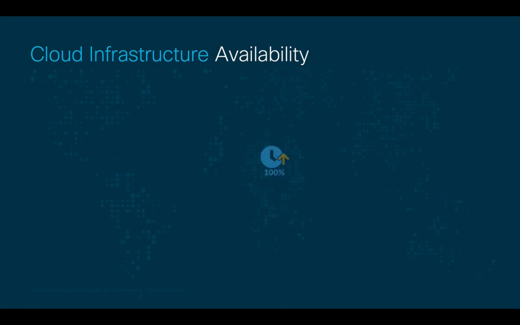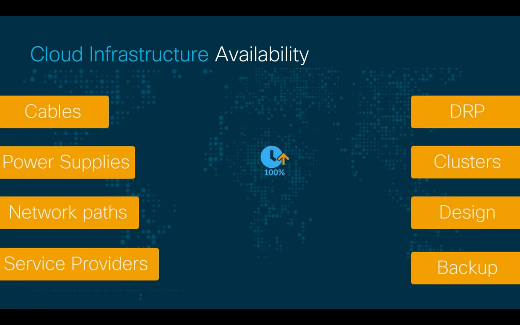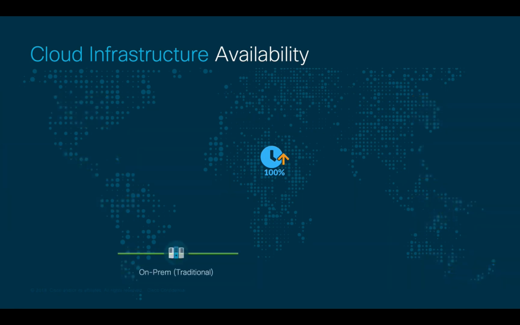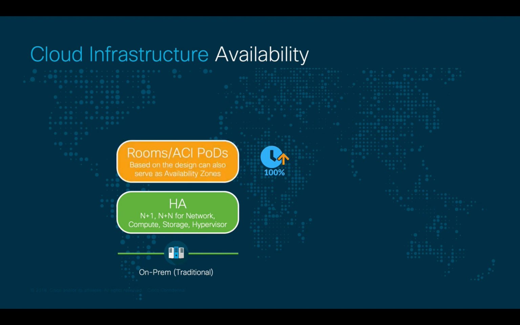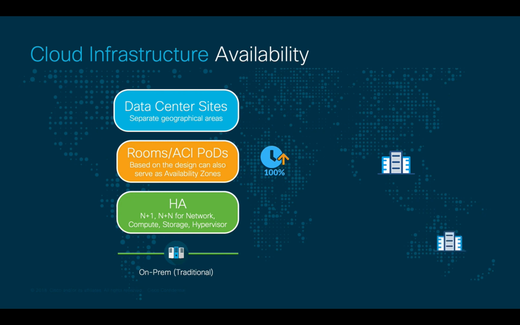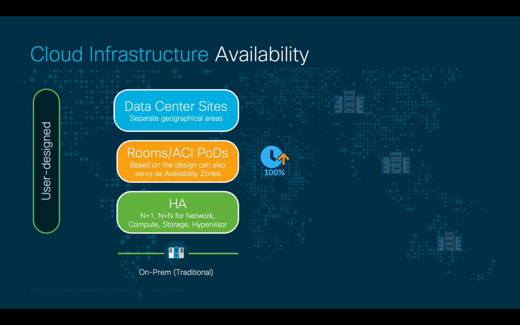Today, you have to take into consideration multiple things to keep the business operational 24/7 when running on-premises. We usually include high availability and redundancy at the element level for switches, servers, storage, hypervisors, and so on. Then, we may provide different rooms, ACI pods, or even data centers to increase availability within a geographical area. And finally, we have to consider the risk of fires, hurricanes, earthquakes, and many others. Therefore, including multiple data center sites across separate geographical areas has been a common practice.